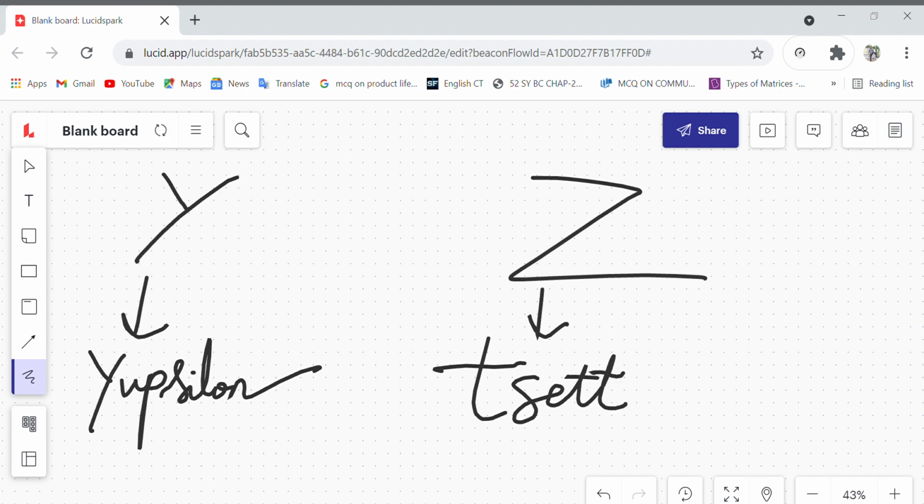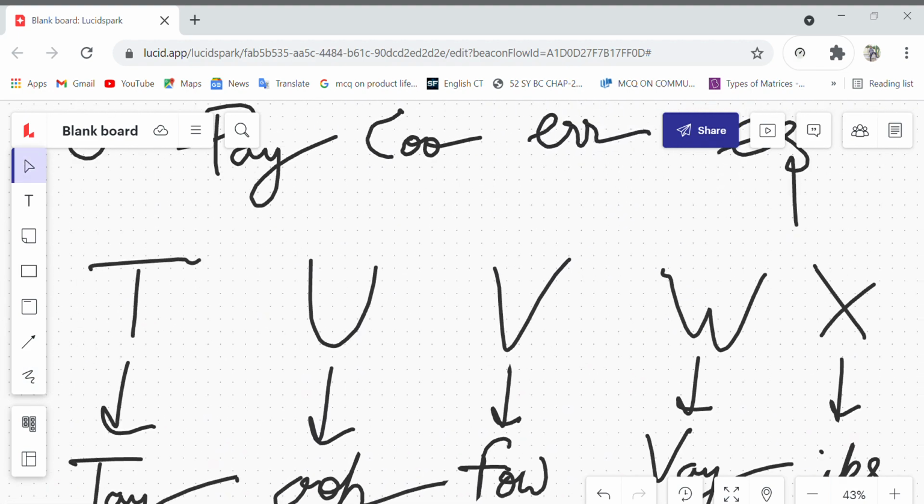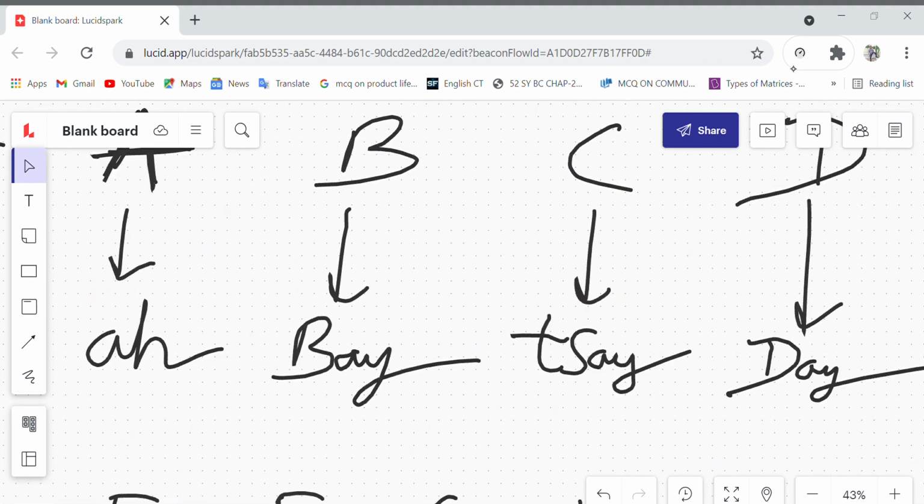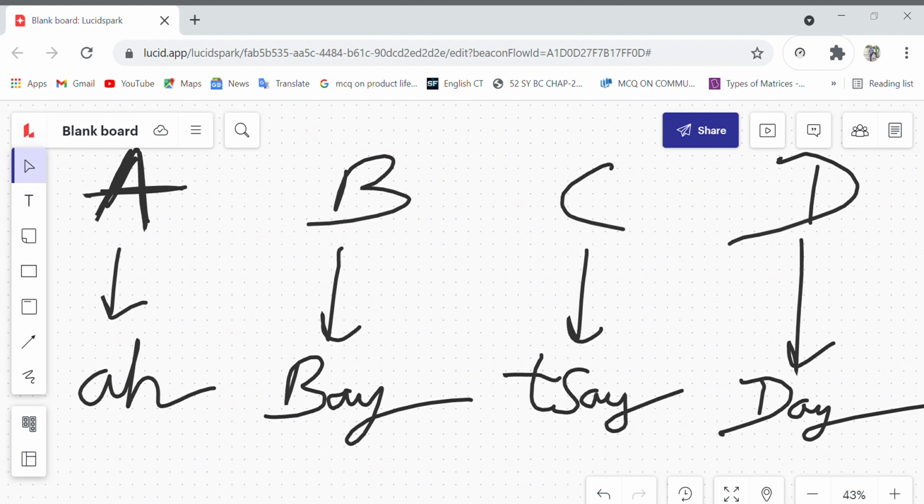So now we have completed all the alphabets of German. We have written it in English, then we have written it in German. So let's revise once more from the starting. For A, it's ah. For B, it's bay. For C, it's tsay. For D, it's day. For E, sorry, I have not shown you the E one.